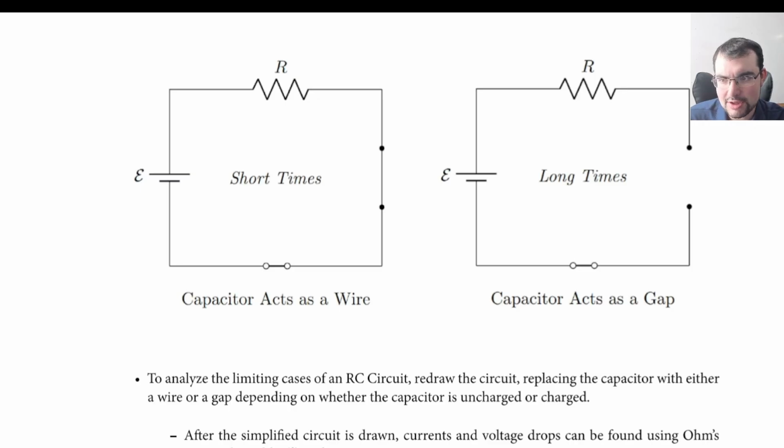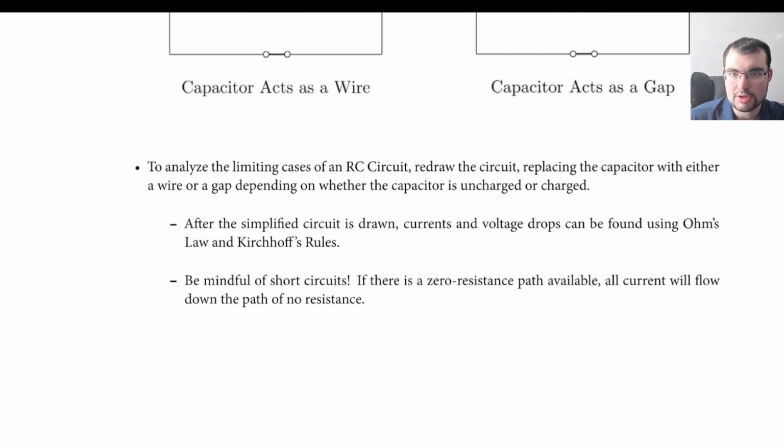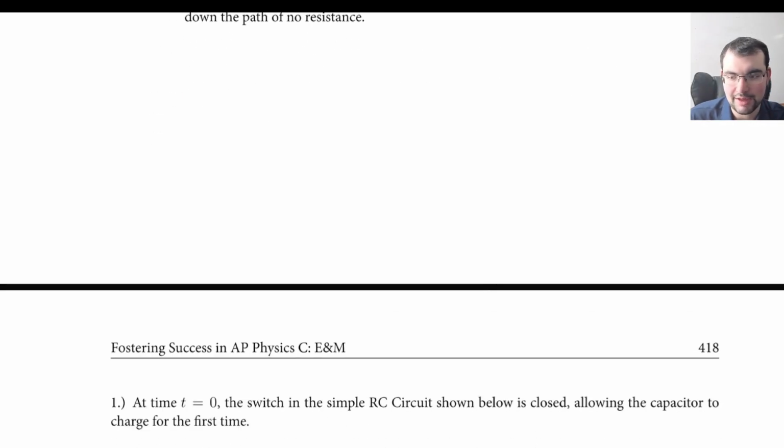So one thing to note is this short times case can actually cause some interesting results because if the capacitor behaves like a wire, this can cause a short circuit in situations where you have other resistances in parallel. So if I had a bunch of resistors over here, they wouldn't even receive current at all in short times. So just keep a note of that because with a short circuit, if there's ever a zero resistance path, all current will flow down the zero resistance path. If it's not zero resistance, of course, it'll partially split. But just realize if you have a free path back to the battery, it doesn't go through the resistor at all. The current, that is.